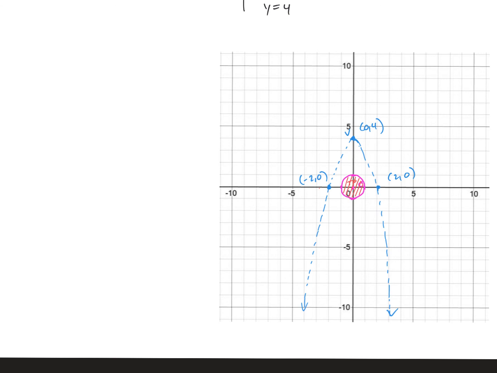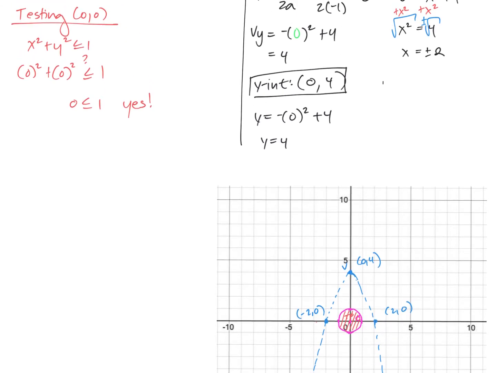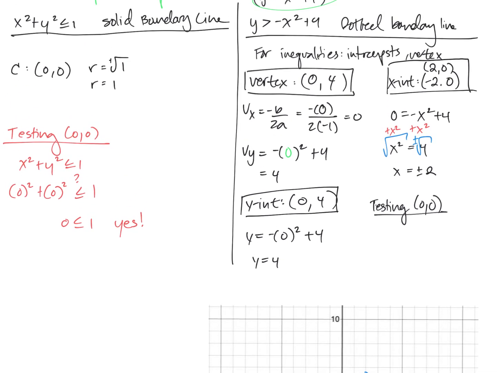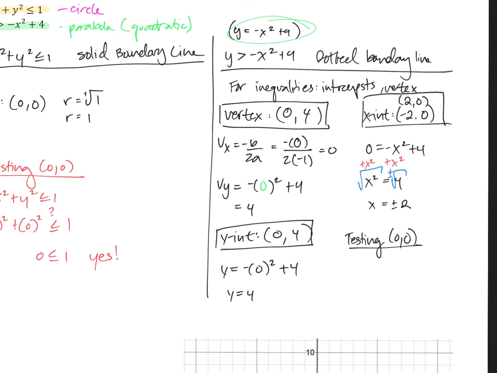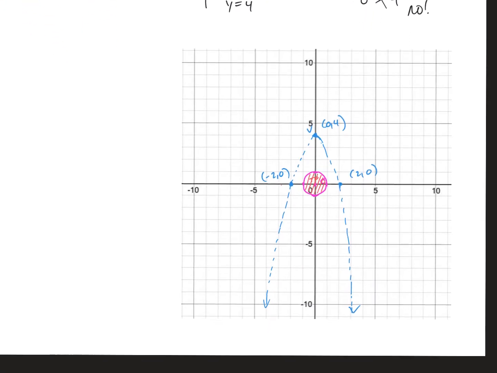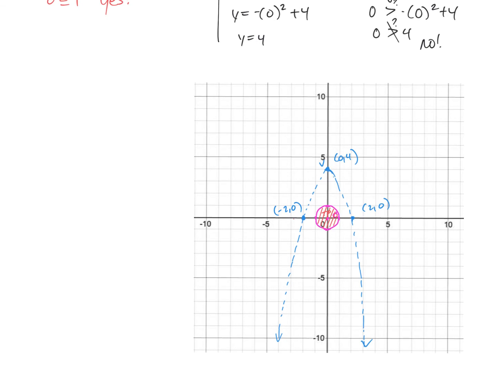We can still use the test point of 0, 0. So testing 0, 0 with our original equation. Always write "testing." It's just a good way to let me know what you're doing and what point you're testing. So we're testing: is 0 greater than negative 0 squared plus 4? And remember, we're testing it with the original equation. Well, 0, is that greater than 4? The answer is no. So since that is not true, our answer is going to be everything outside of the parabola.